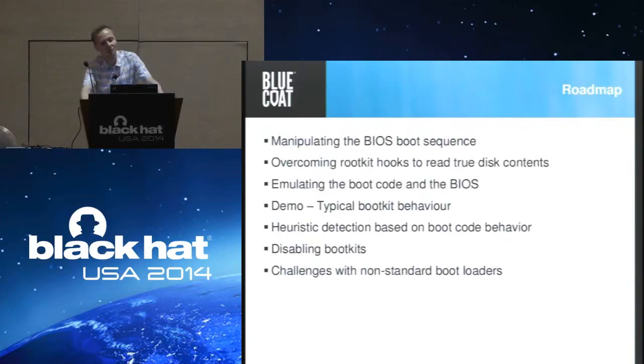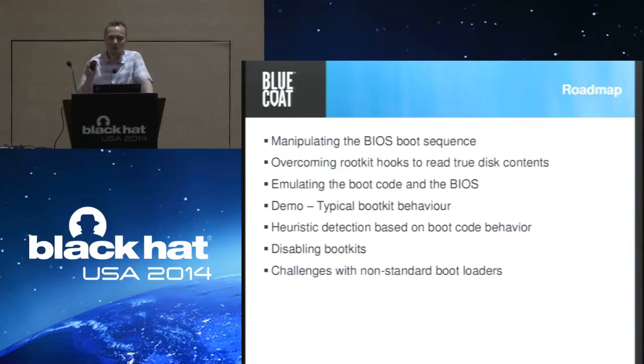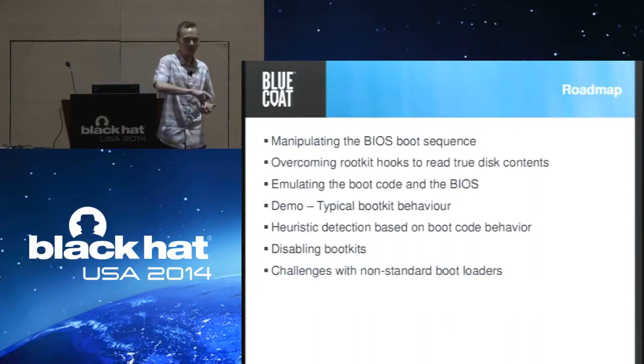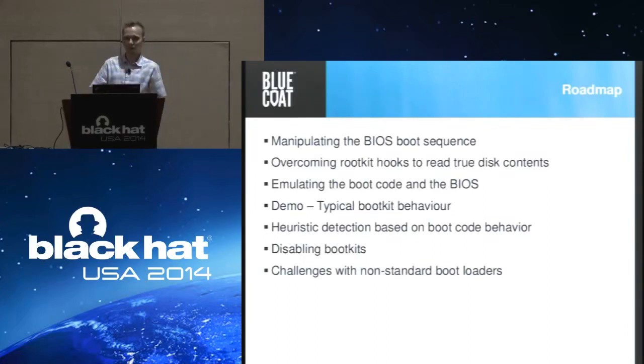So we start out by discussing how we can manipulate the BIOS boot sequence, as well as just how it actually works. We dive into something we need to do, which is to read the true disk contents. Because rootkits being rootkits, they have a tendency of faking stuff. So there's no point in having a really clever idea or a nice way to analyze the boot sectors if you can't really read what's truly there. And we're planning on doing this in a scenario where we might be running on a compromised system, right?